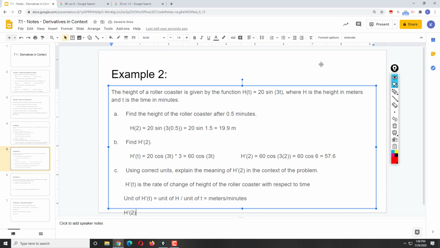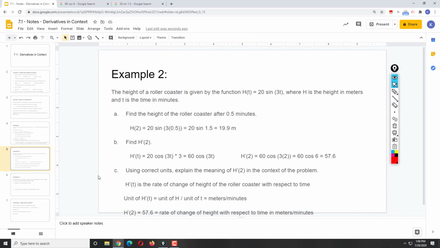That means that h prime 2, well, if h prime of t is the rate of change of the height with respect to time, h prime of 2, which is equal to about 57.6, that's going to be the rate. So h prime of 2 is the rate of change of height with respect to time in meters per minute. So every minute, the height is going up by 57.6 meters at time t equals 2. That doesn't seem very realistic. It's probably too fast, but those are the numbers for this problem.